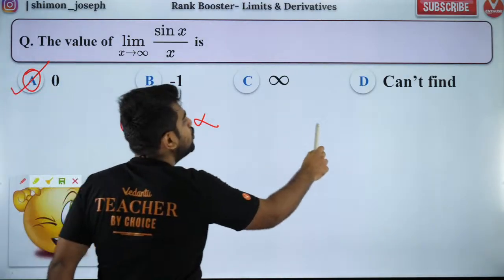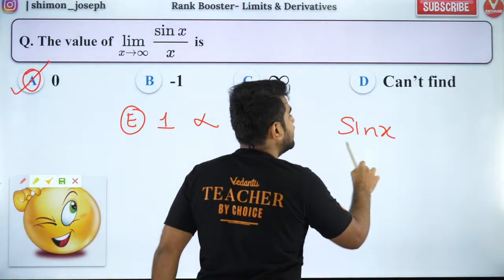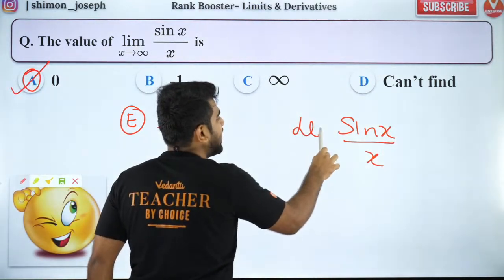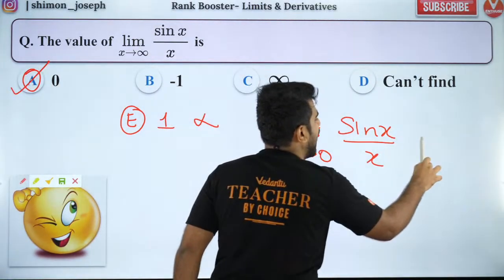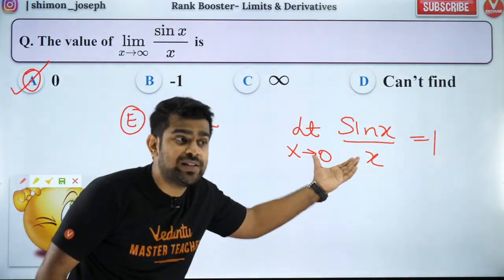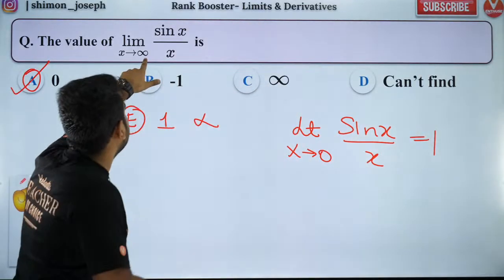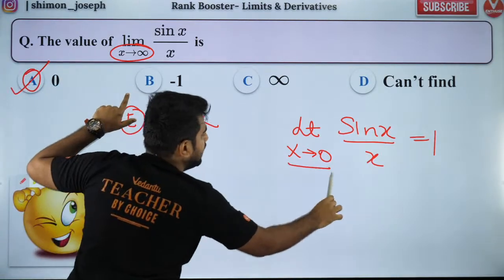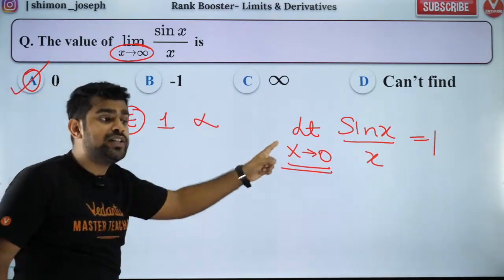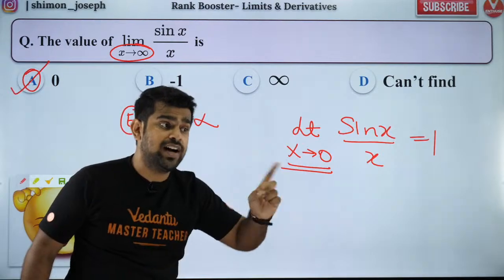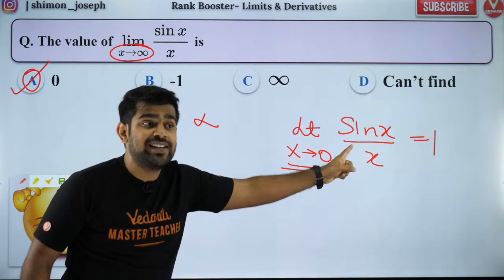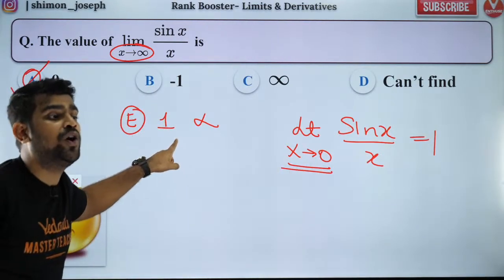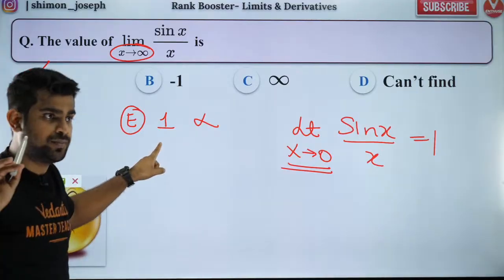Because you all are so used to this formula: sin x by x, x tending to 0 is equal to 1. That's correct, I never said that is wrong. But look at the limit here. The limit is infinity. It is not 0, so it is not 1. So don't just blindly memorize this formula. That is when you will go for option E, and that is wrong.